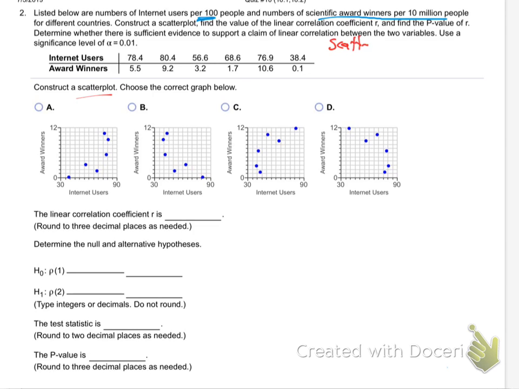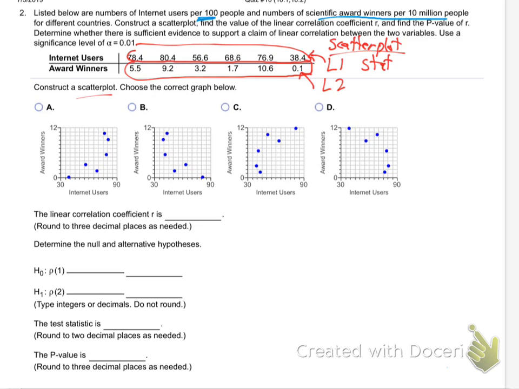To get a scatter plot on our TI calculator, put this information in L1, and this information in L2. So put that in your calculator. Hit stat and edit.